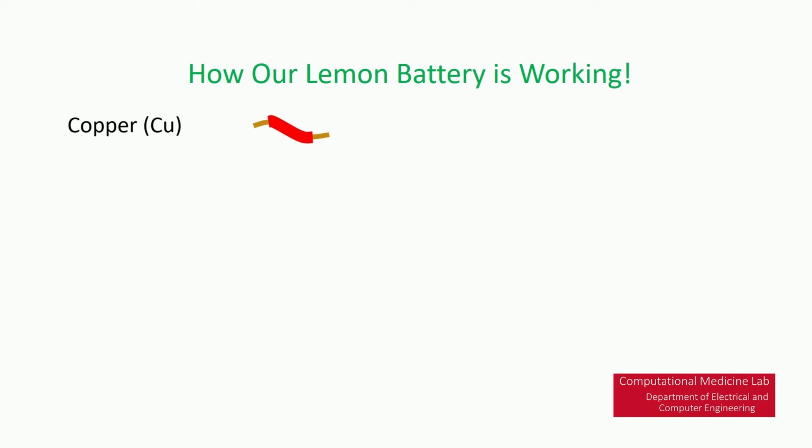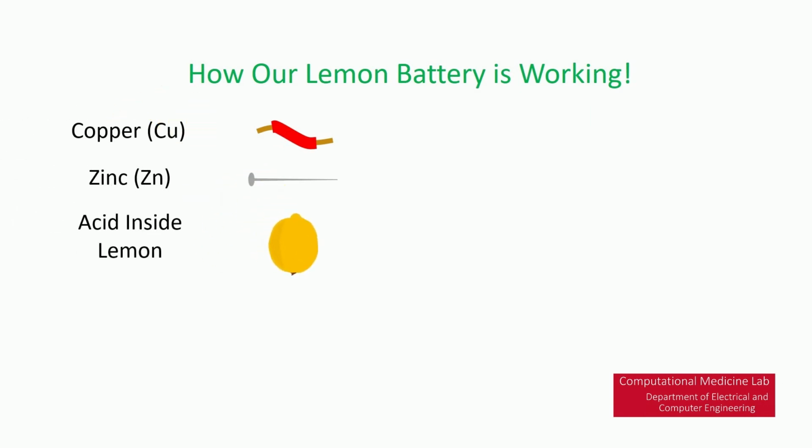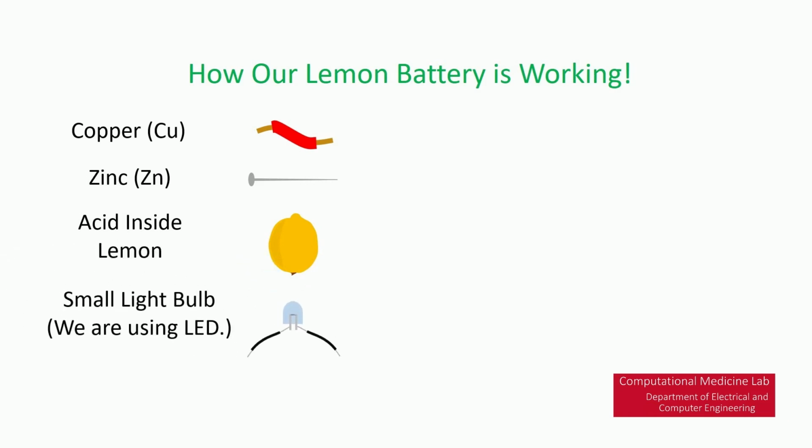So we were using copper wires, which contain copper, and galvanized zinc nails, which contain zinc, and then lemon. We are using the acid inside the lemon, basically the lemon juice, and then a small light bulb. In this case we are using an LED, which is a light emitting diode, but this is basically a small bulb. The basic principle of this battery is that copper atoms attract electrons more than zinc atoms.